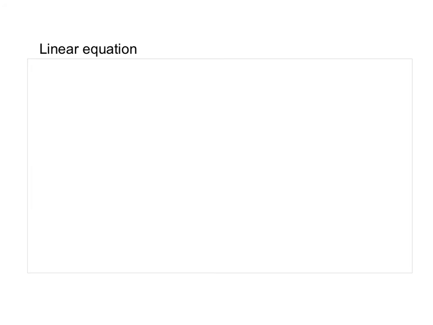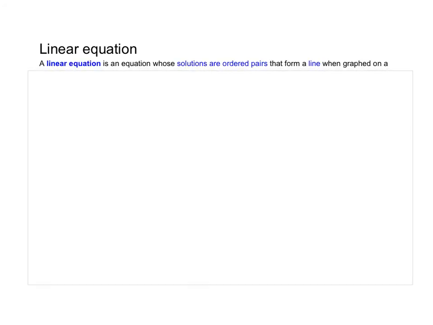Lastly, a very quick discussion on linear equations. We'll spend more time on that later in the class also. A linear equation is an equation whose solutions are ordered pairs that form a line when graphed on a coordinate plane. So what does that mean?